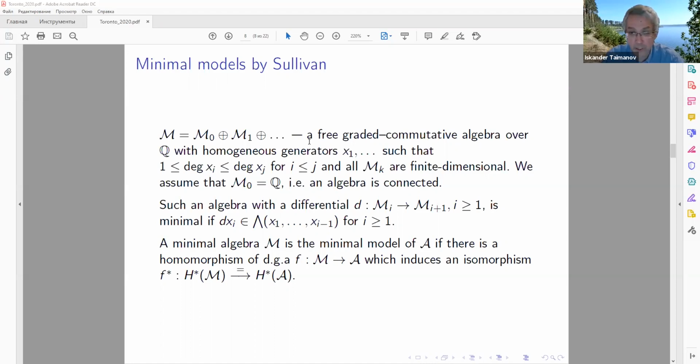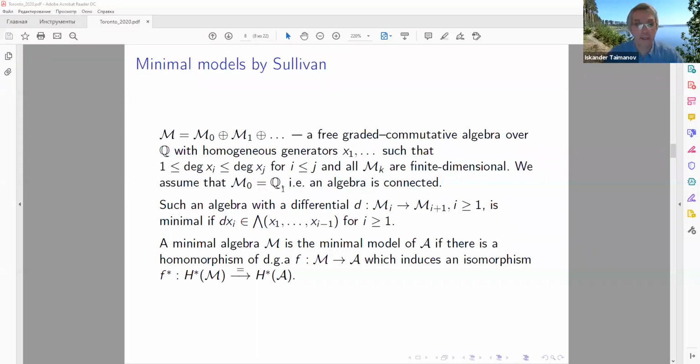Such an algebra with a differential d, which maps Mi to Mi+1 for all possible i, is minimal if, and this is one of the definitions, with this ordering of degrees shown in the picture, the differential of xi is expressed as a polynomial in terms of elements of lower degree. So this is the definition of minimality. And the minimal algebra is the minimal model of A if there is a homomorphism of differential graded algebras. I don't assume that A is minimal, it's just an algebra of this kind. And the homomorphism induces an isomorphism of cohomology rings. So this is the minimal model.